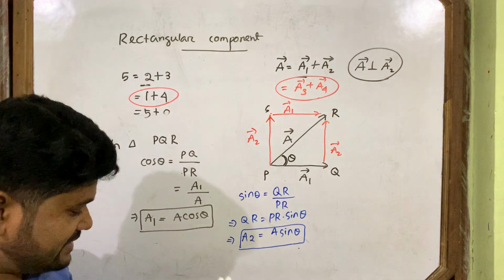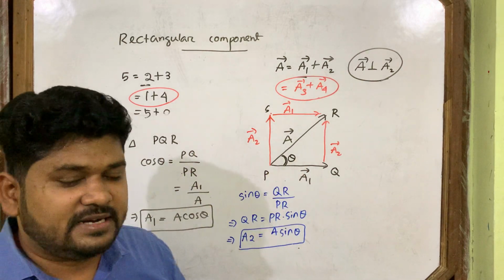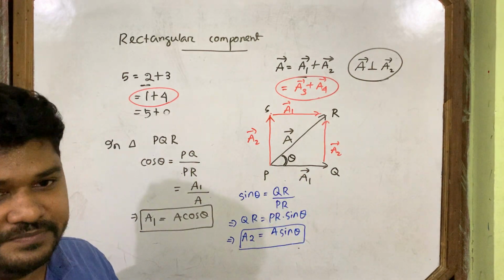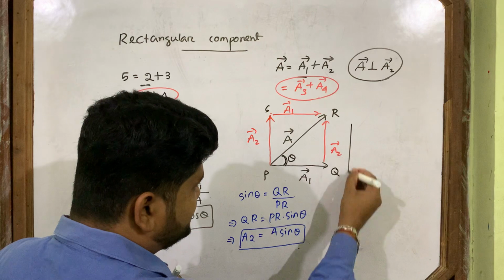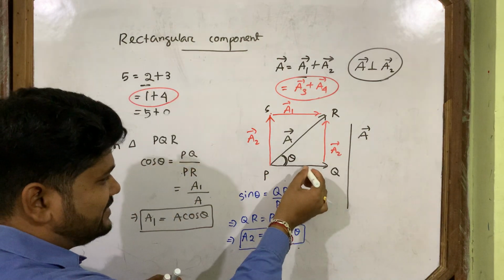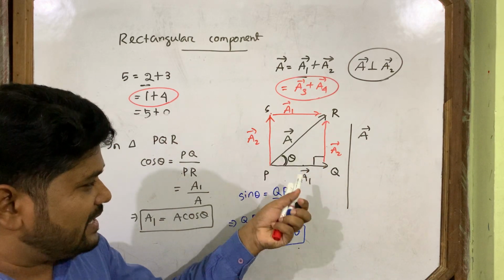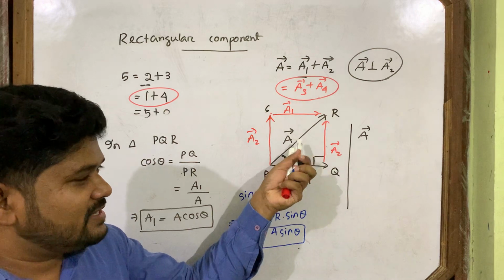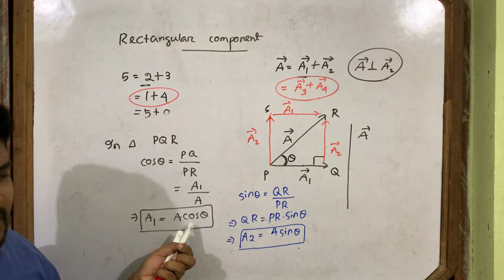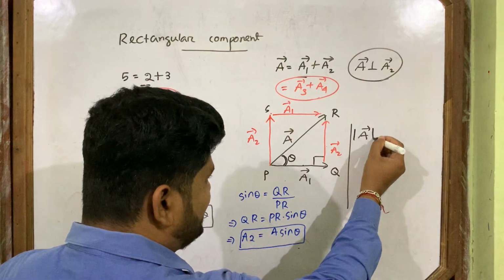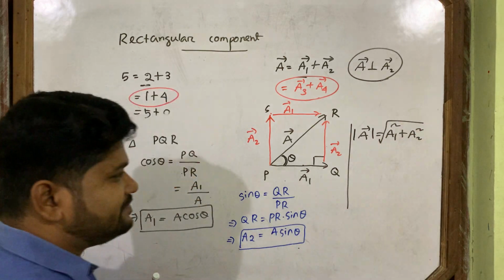Suppose two components, a1 and a2, are given to us. How will we find the magnitude of vector A? You see, vector A, a1 and a2 form a right angle triangle. Simple. The magnitude of vector A equals the square root of a1 square plus a2 square. If you do it from this side also, you get the same thing: a1 square plus a2 square.